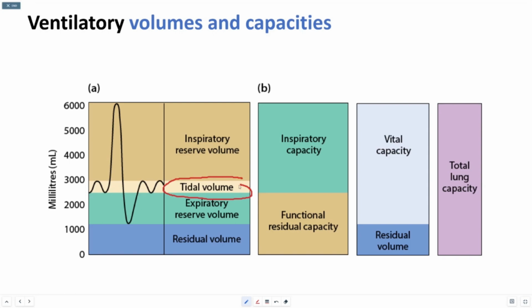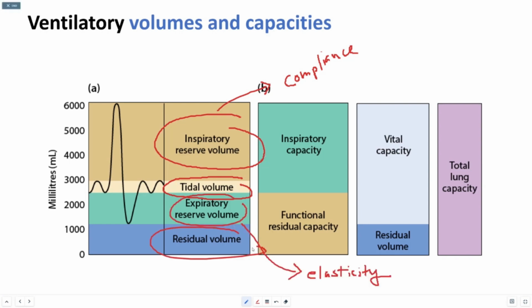We'll start with the first value, TV, tidal volume. Tidal volume is the amount of air inhaled or exhaled during the breath during quiet breathing. IRV, inspiratory reserve volume, is the amount of air that can be forcefully inhaled beyond tidal volume, and this is a measurement of compliance. Expiratory reserve volume, ERV, is the amount of air that can be forcefully exhaled beyond the tidal volume, which is a measure of the lungs' elasticity. Residual volume, or RV, is the amount of air left in the lungs even after the most forceful expiration possible.